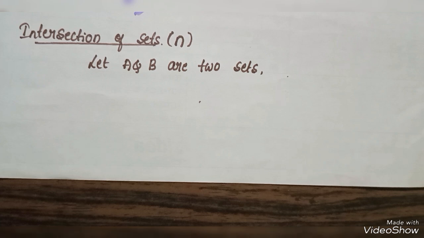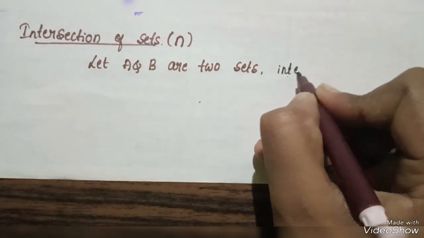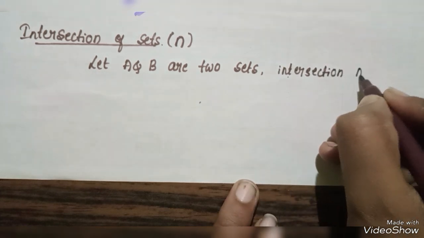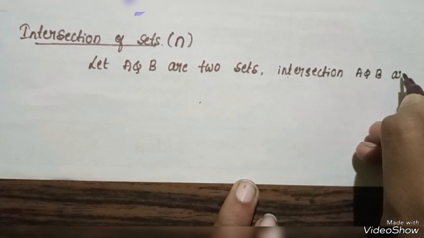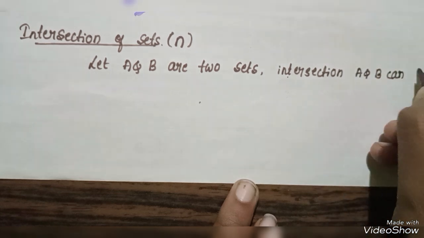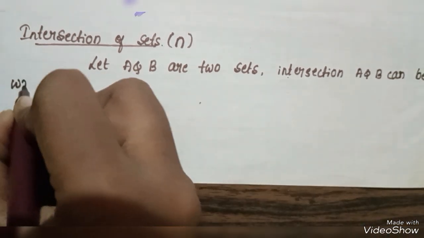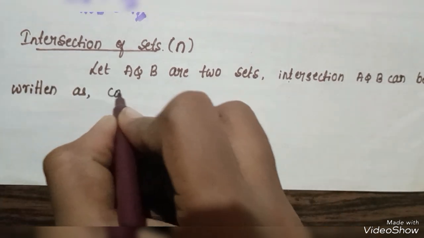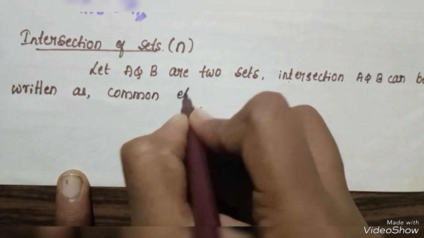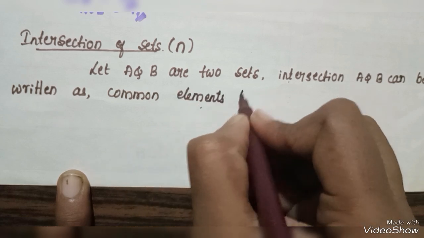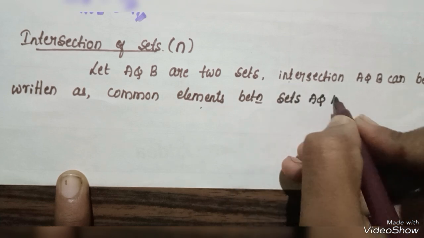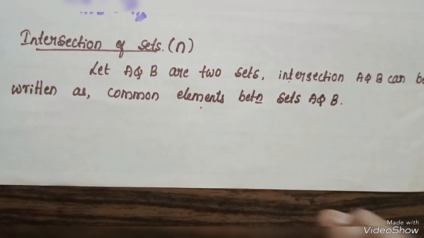Then the intersection of A and B can be written as the common elements between the sets A and B. Okay, here intersection means the common elements in between sets A and B.